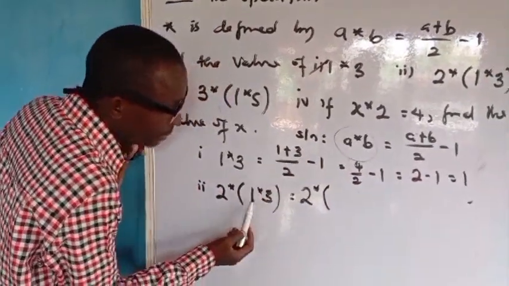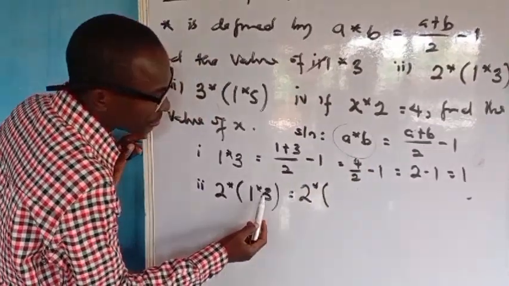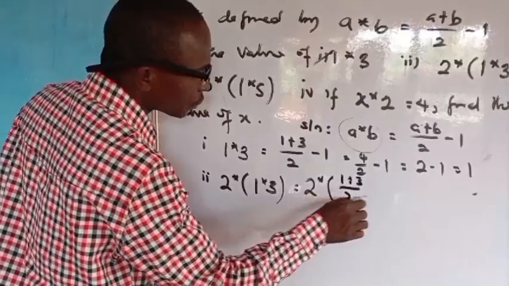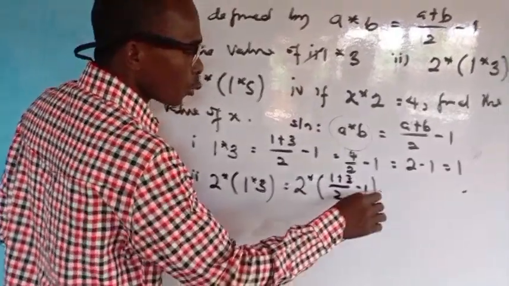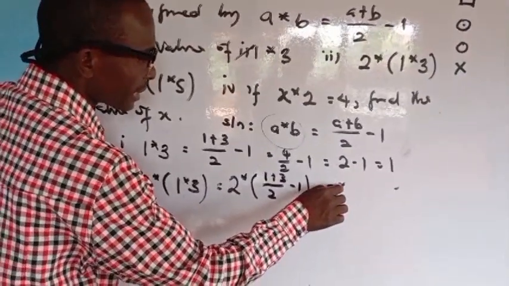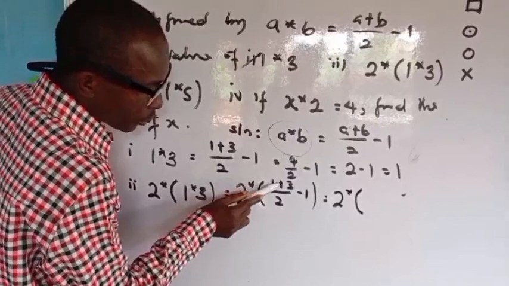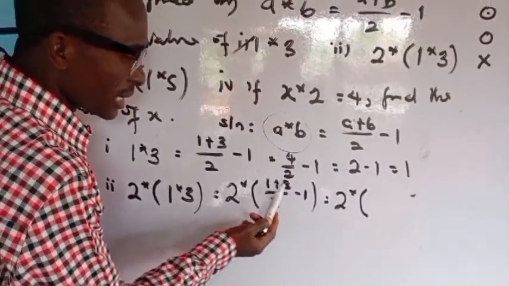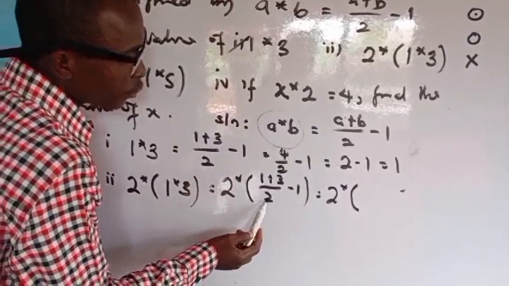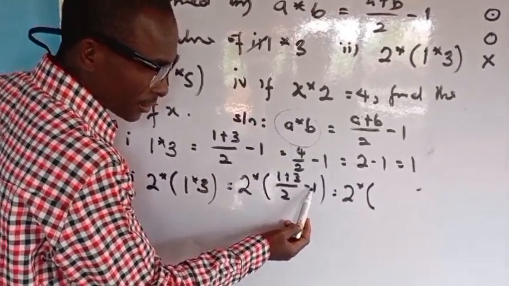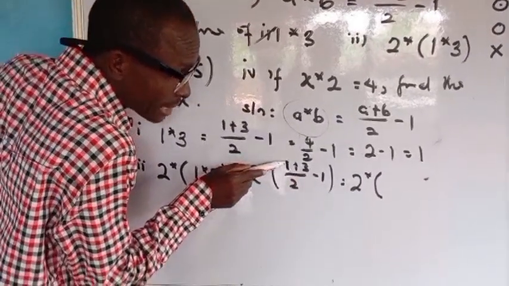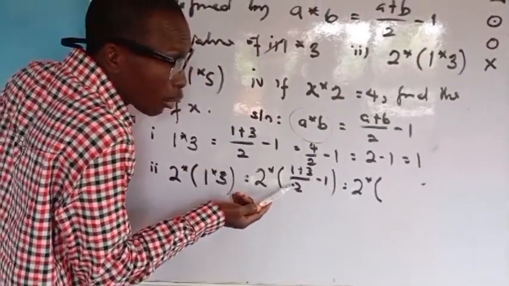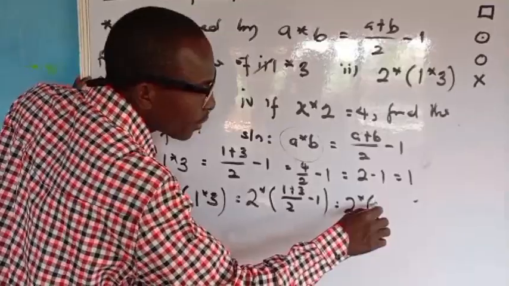Our A here is 1. Our B is what? 3. So we go and say 1 plus 3 over 2 minus 1, which is what? 2 asterisk. Look at it. 1 plus 3 is 4, divided by 2, it becomes 2, minus 1, which is 1. Look at me. This plus this is 4, divided by 2, it becomes what? 2. Minus this one is 1.